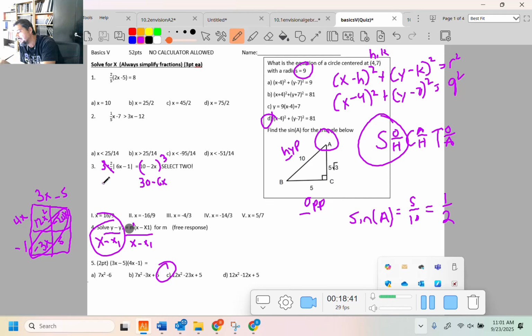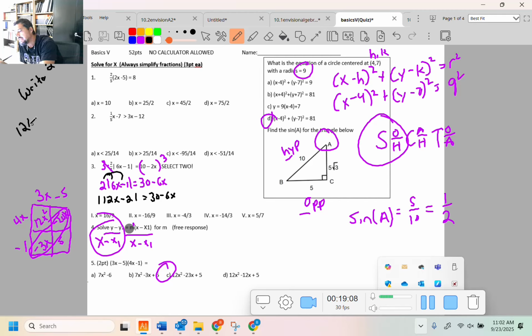Here we have the 2. 2 times the absolute value of 6x minus 1 is 30 minus 6x. Now, there's lots of things you can do with the 2. I would probably just multiply it in. Distributive property. Absolute value of 12x minus 2 is 30 minus 6x. Now, it says select 2 because you had to write 2 equations.